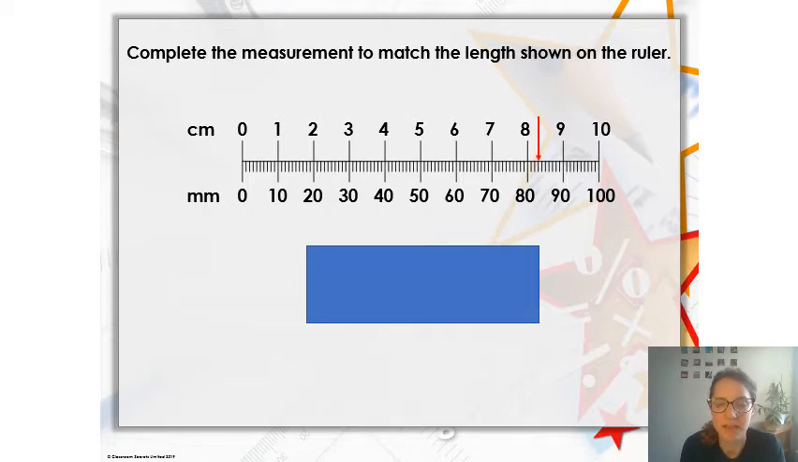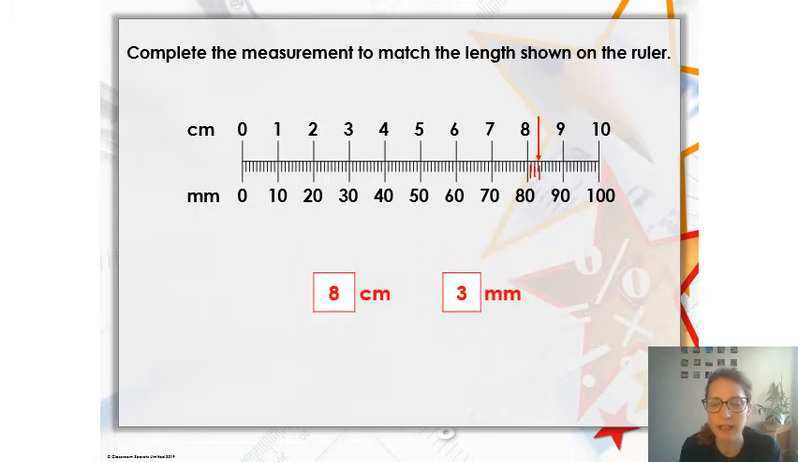Okay, so let's have a look then. It has gone past 8 centimetres. So it's got 8 there, and then 1, 2, 3. So 8 centimetres and 3 millimetres, or 83 millimetres. So 2 points if you found both ways.